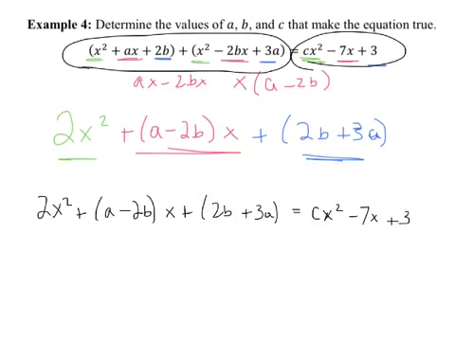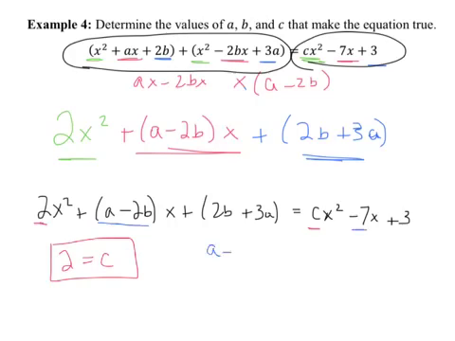So take a look here. What we have is that we notice there's a coefficient of x squared that's 2 and a coefficient of x squared that's c. If these two expressions on either side of the equation are to be equal, then that 2 must be the same as that c. So we can simply write 2 equals c from the red. In blue, we've got that a minus 2b has got to be the same as this negative 7. So we can write that.